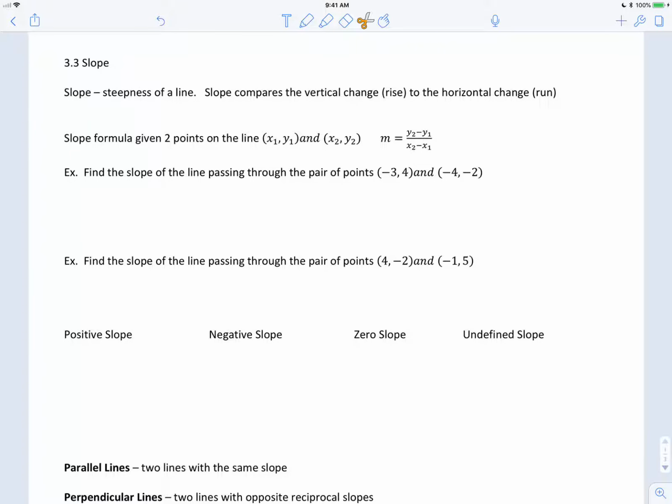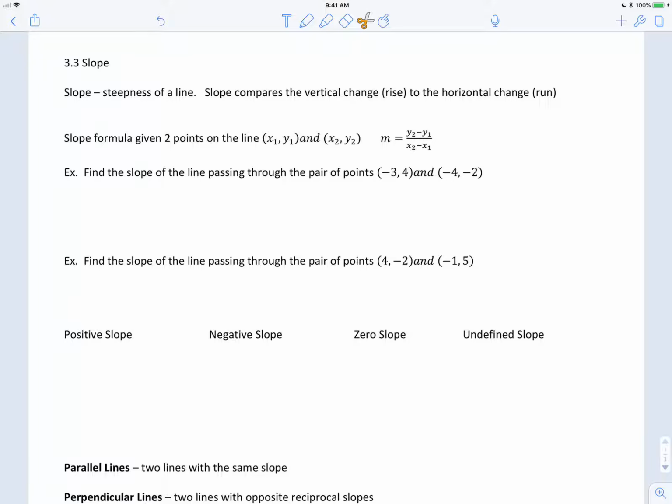In this video, we're going to be talking about slope. And slope refers to how steep something is. So whether you're talking about a mountain, a road, a set of stairs in a house or whatever, it's how steep it is. The higher that is, the more steep it is, and the flatter it is, the less steep it is.